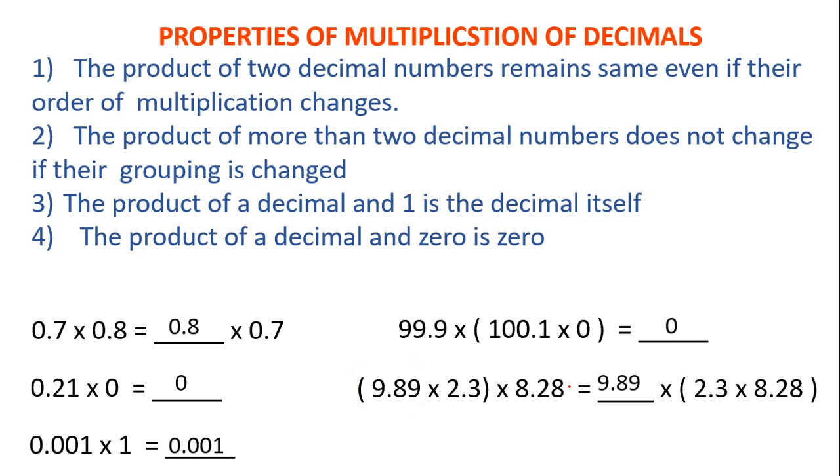So this way, these properties will help us to find the missing number or to find the product of any decimal numbers quickly.